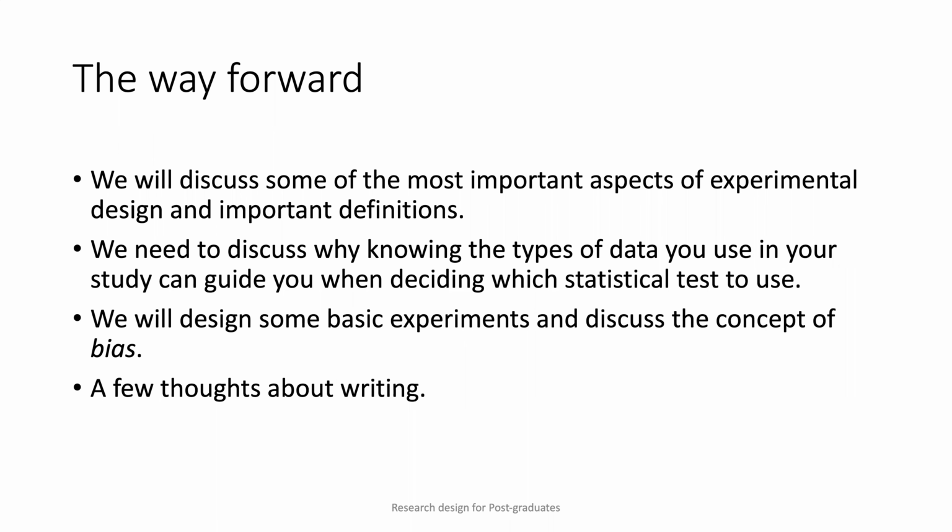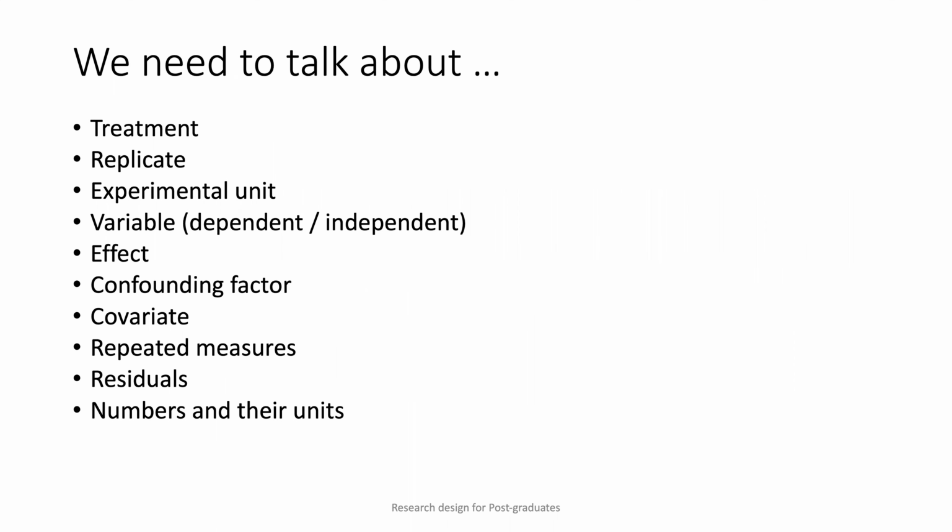And hopefully, if we go through nicely now, then we will design some basic experiments together, and we will discuss a very important aspect of it, which is the concept of bias. And I'll have a few thoughts about writing after that. So what do we need to know? Earlier, I mentioned we need to have some idea about what treatments are, what replicates are. A slightly less well-known term is experimental unit. And also what variables and effects, factors, covariates, measures, repeated measures are, and what we mean by residuals. And more importantly, we have a little bit of information later on numbers and their particular units.